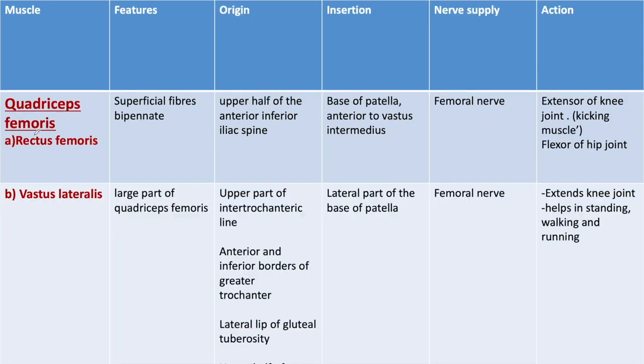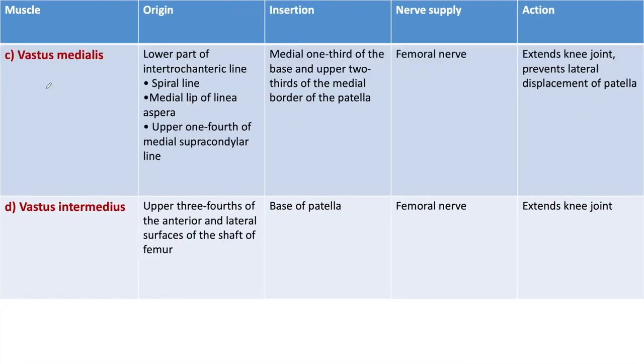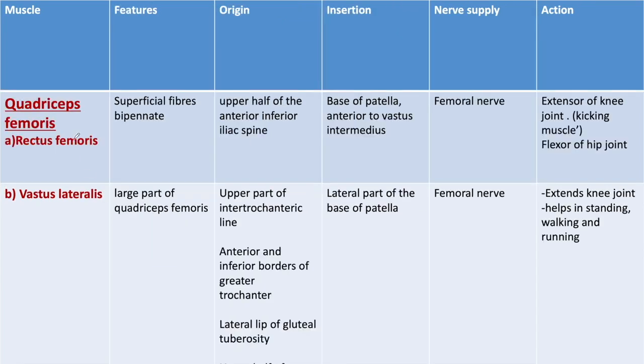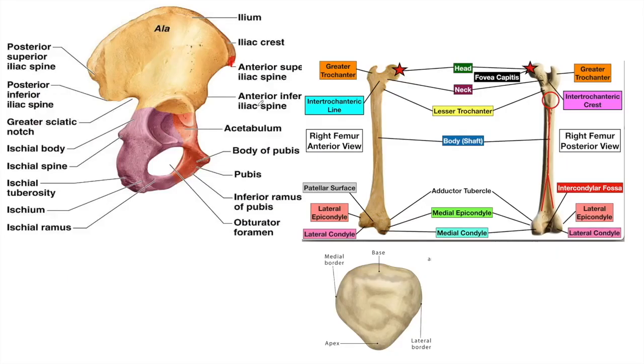Next is quadriceps femoris. Rectus femoris, vastus lateralis, vastus medialis and vastus intermedius make up the quadriceps femoris muscle. First, rectus femoris. It has superficial fibers and is a bipinnate muscle. It arises from the anterior inferior iliac spine. Sartorius originates from the anterior superior iliac spine, and rectus femoris from the anterior inferior iliac spine.